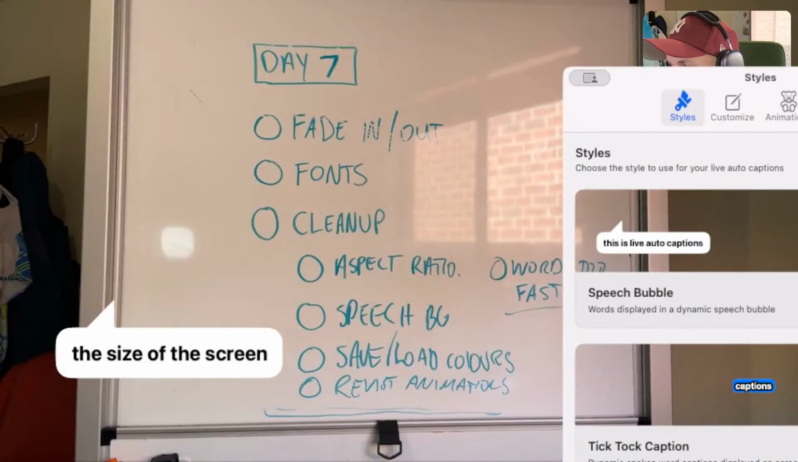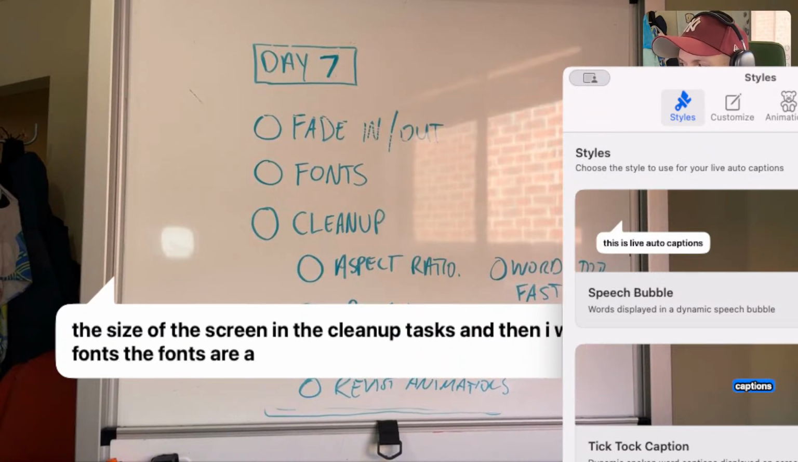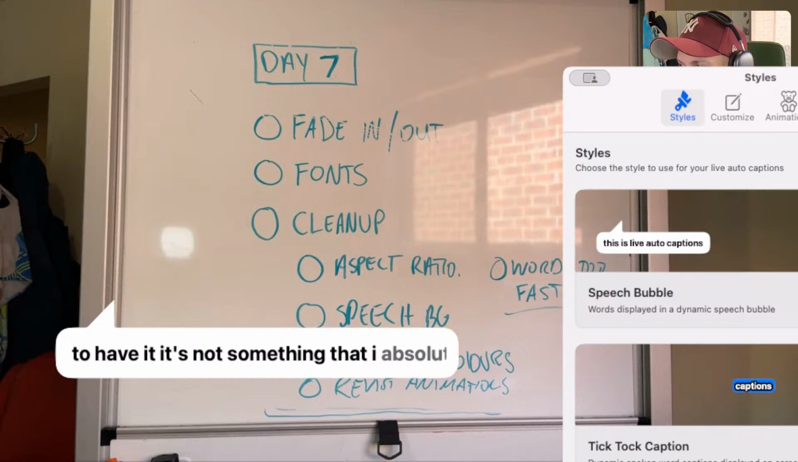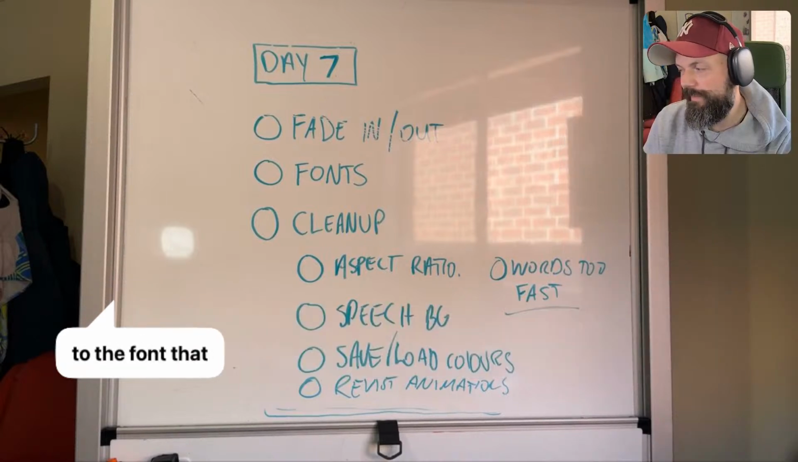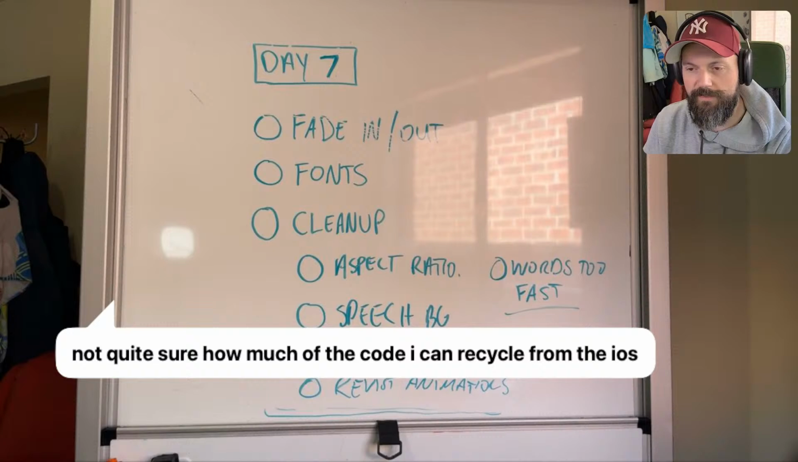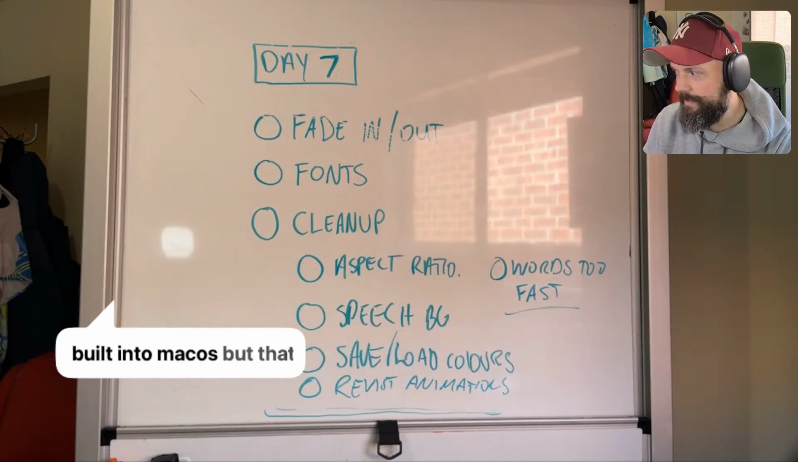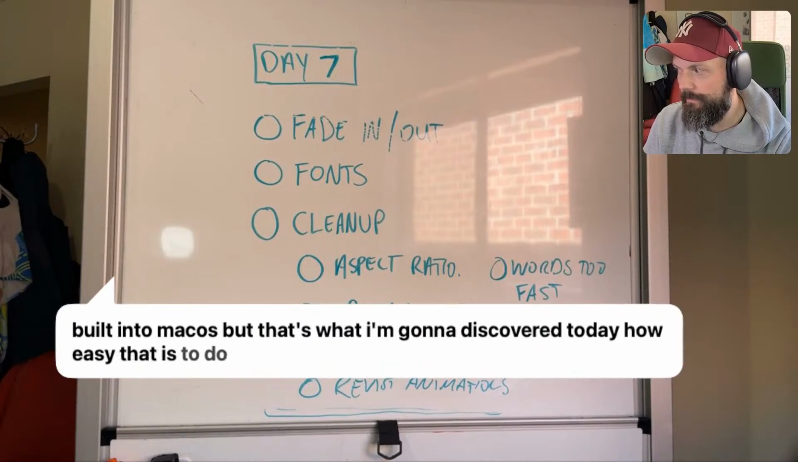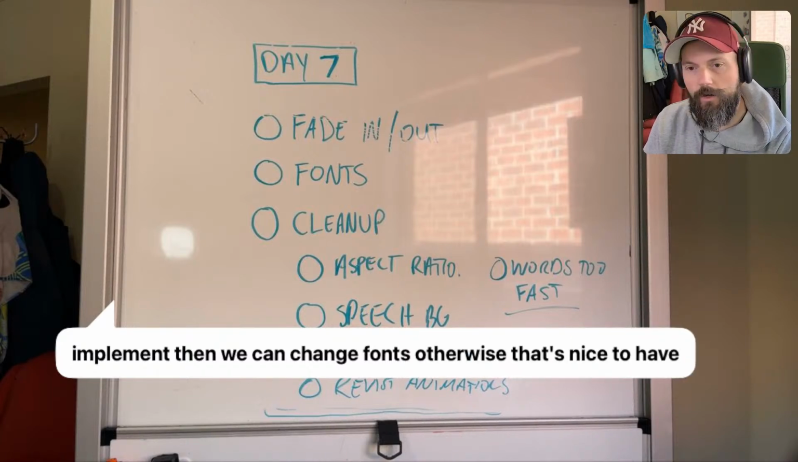In the cleanup tasks, and then I want to change fonts. The fonts are nice to have. It's not something that I absolutely have to do at this stage. That can default for version 1.0 to the fonts that are in the default system fonts. I'm not quite sure how much of the code I can recycle from the iOS app or whether fonts are something that's built into Mac OS. But that's what I'm going to discover today, how easy that is to do. If that's easy to implement, then we can change fonts. Otherwise, that's nice to have. And then I'm focusing on the cleanup.